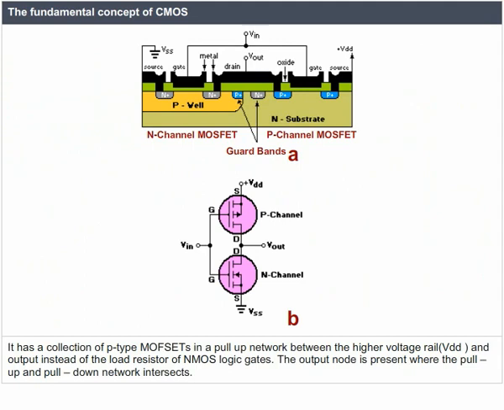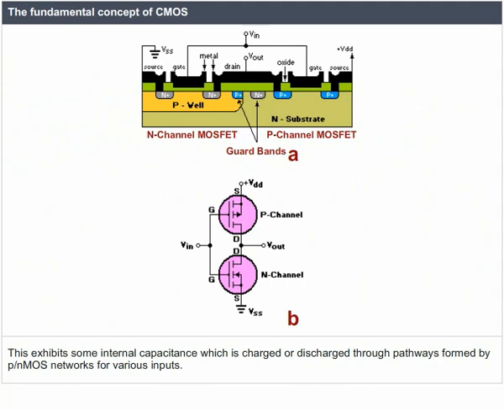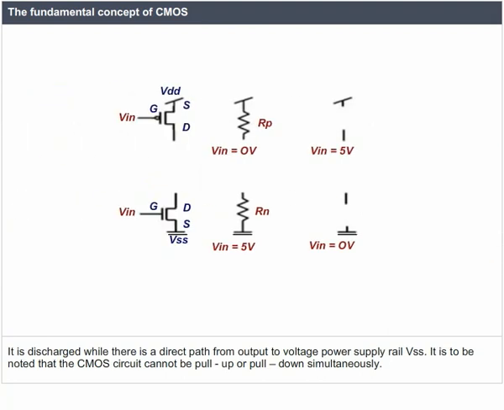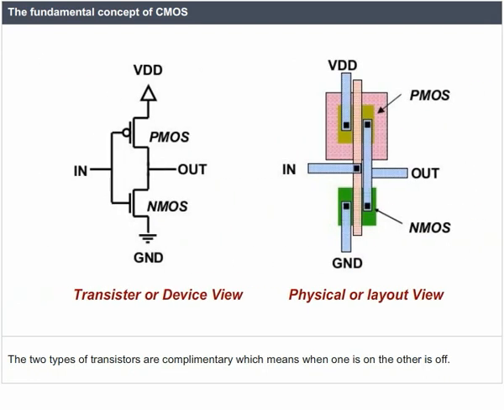The output node is present where the pull-up and pull-down networks intersect. This exhibits some internal capacitance, which is charged or discharged through pathways formed by the PMOS and NMOS networks for various inputs. The internal capacitance is charged while there is a direct path from voltage rail VDD to the output. It is discharged while there is a direct path from the output to voltage power supply rail VSS. It is to be noted that the CMOS circuit cannot be pulled up and pulled down simultaneously. The two types of transistors are complementary, which means when one is on, the other is off.